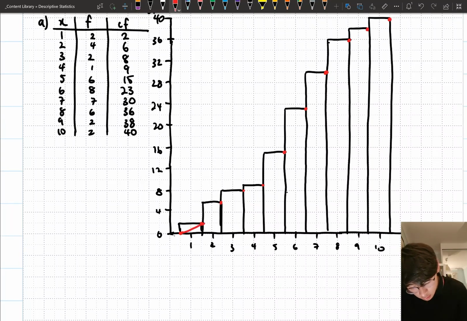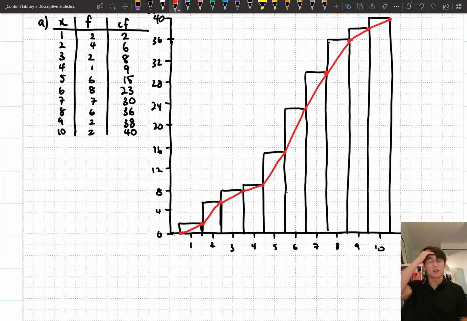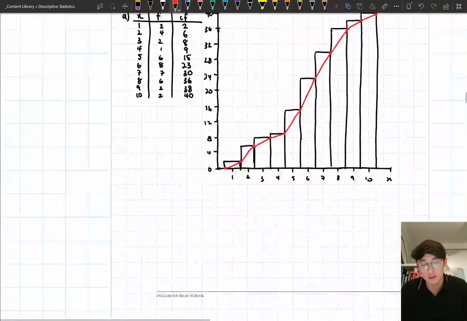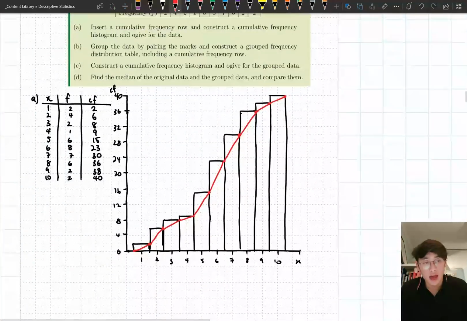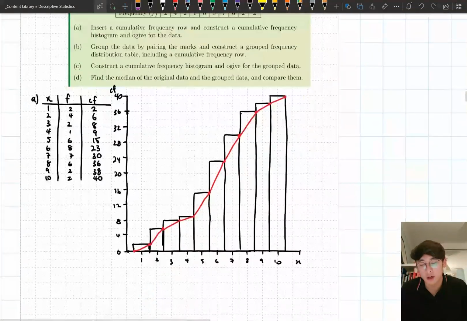And so here we connect the dots like so. There we go. So we've created our frequency Ogive as well. So with our Ogive, we need to start from the bottom left of our first column and we just connect it to the next top right of the next column. Okay, there we go. So we've created our frequency histogram and cumulative frequency histogram and Ogive.